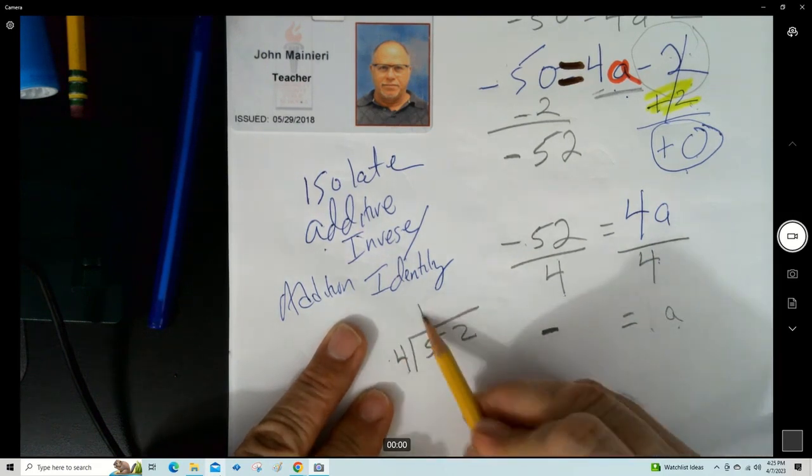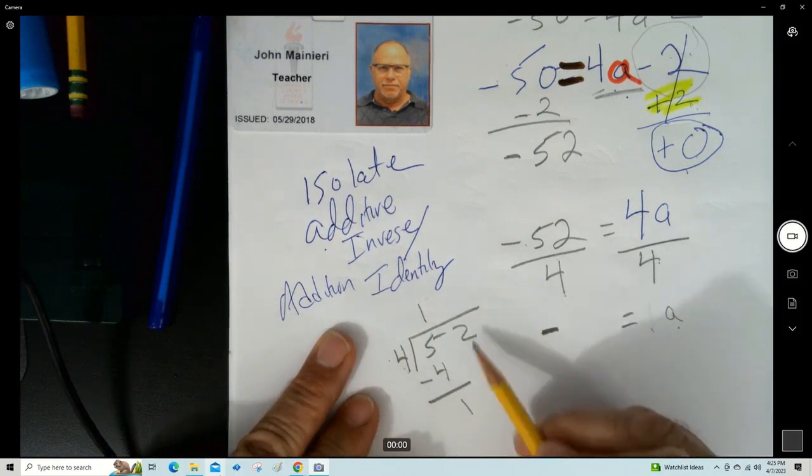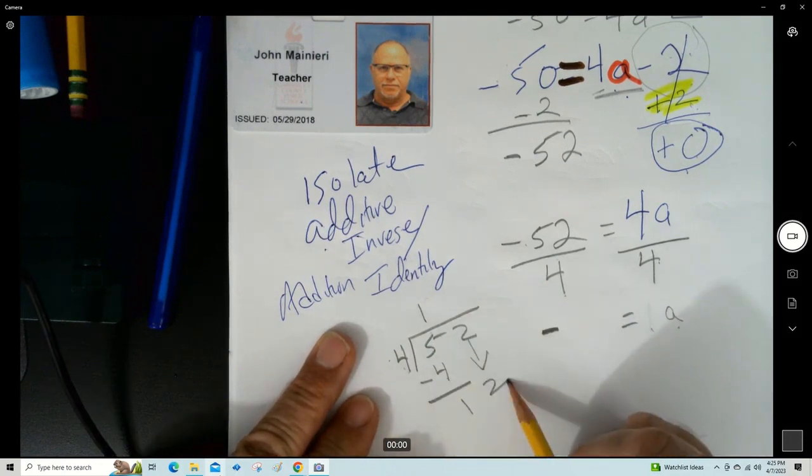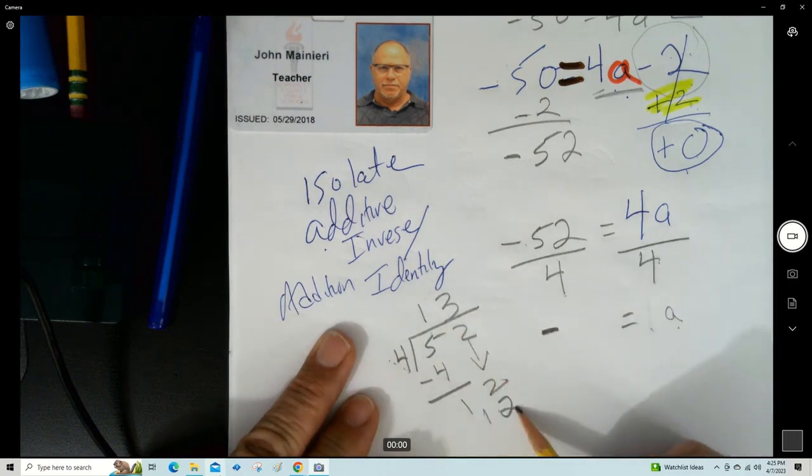4 goes into 5 one time. 1 times 4 is 4. We subtract. We get 1. We bring down that 2. How many times does 4 go into 12? 3 times. Multiply 12. And when we get a remainder of 0, right? We get a remainder of 0.